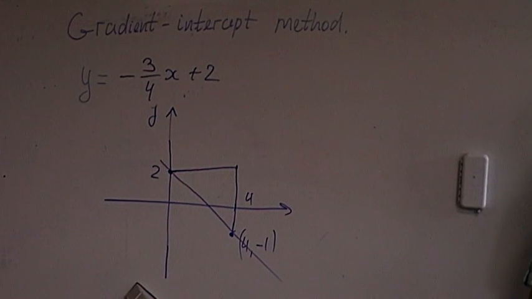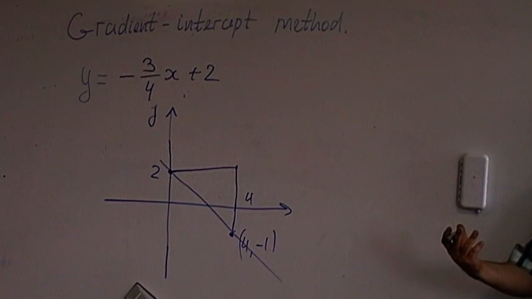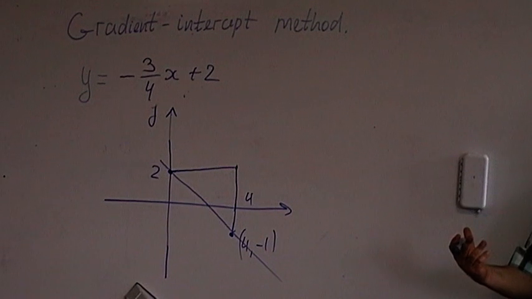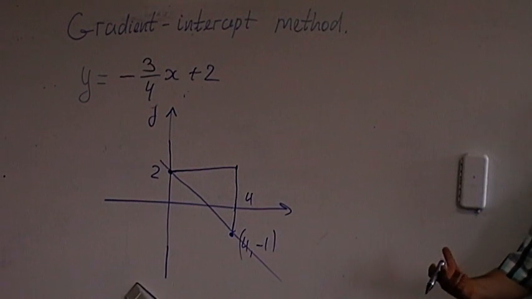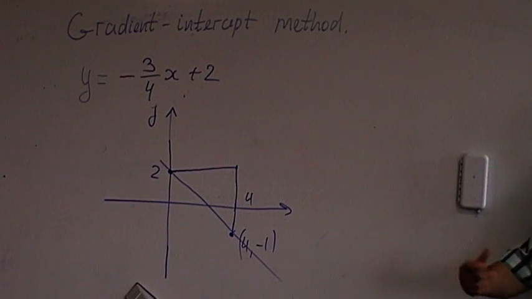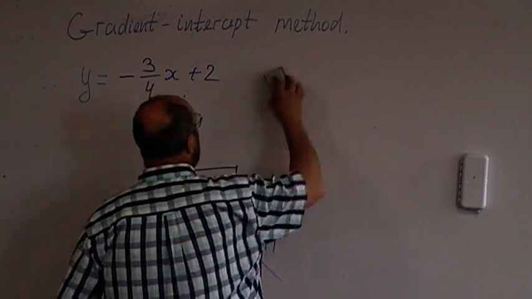Now, there is a second method, and if the question does not specify which method to use, it's up to you. You can choose any of them. You can use this method, or you can use another method that I will show you. There could be a question that specifies what method to use, or one that does not. If it does not, it's your choice. If it does, you don't have a choice. So the second method is the axis intercept method.